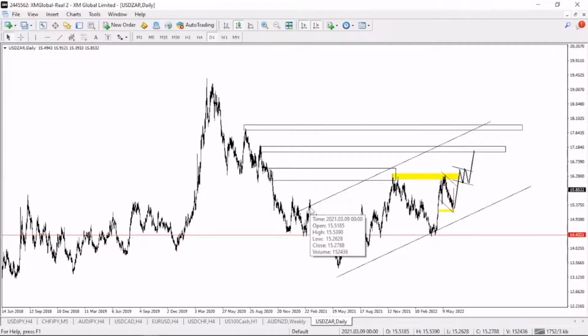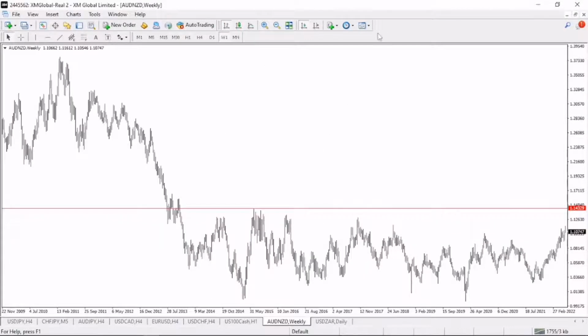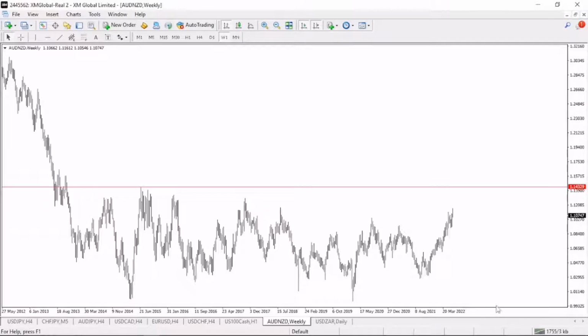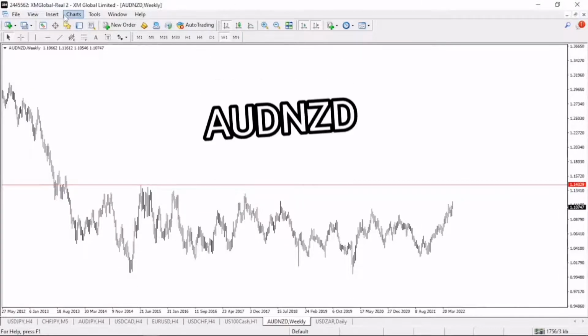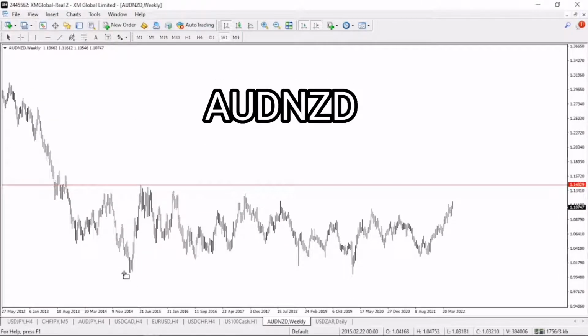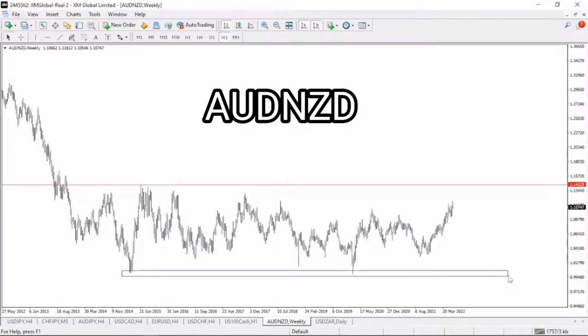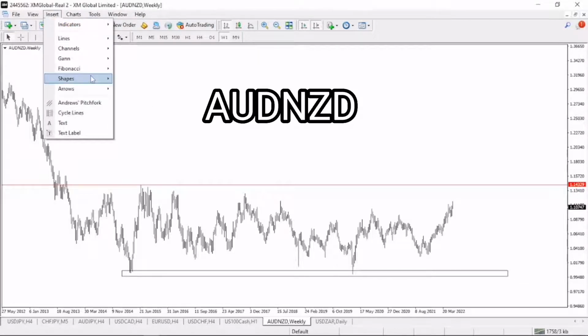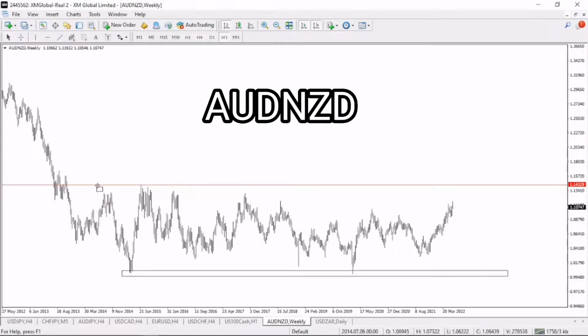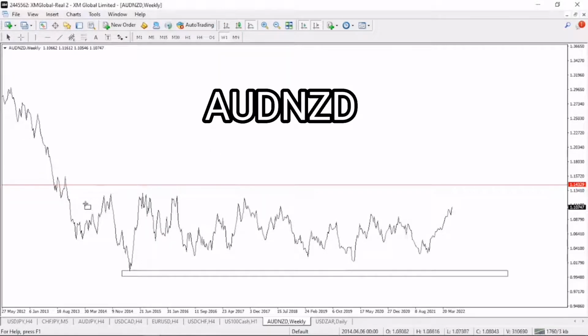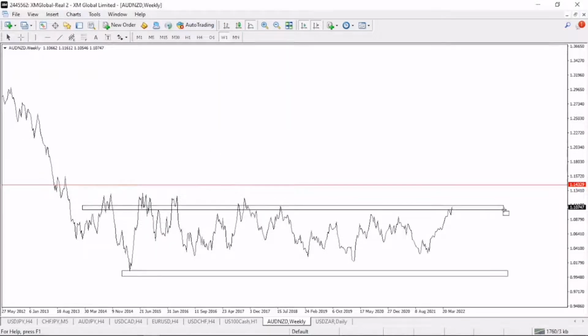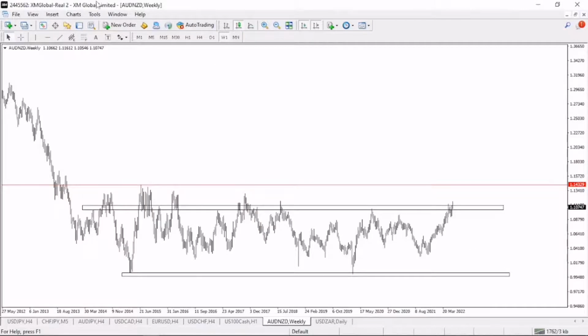So let's just go to a different pair. We're going to be looking at Aussie against the NZD, or New Zealand dollar. This is the Australian dollar against the New Zealand dollar. One thing I've noticed about this pair is that it ranges quite a lot. It's not a tricky pair to trade, but since we're having a sideways channel or sideways market, a lot of people really do lose their money.